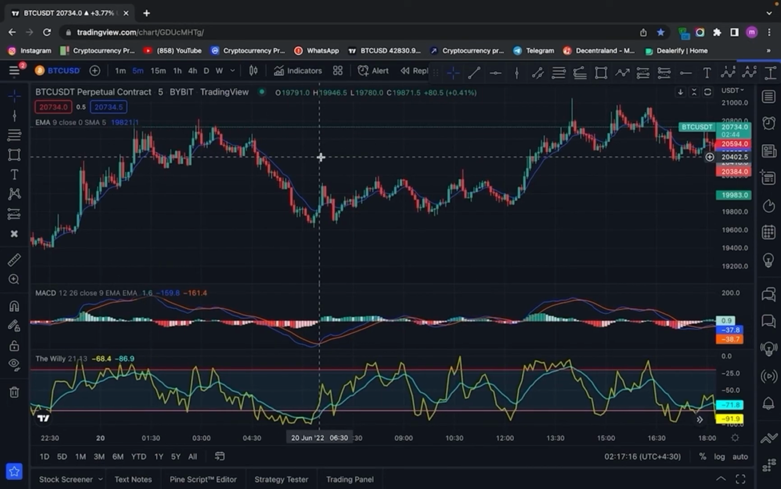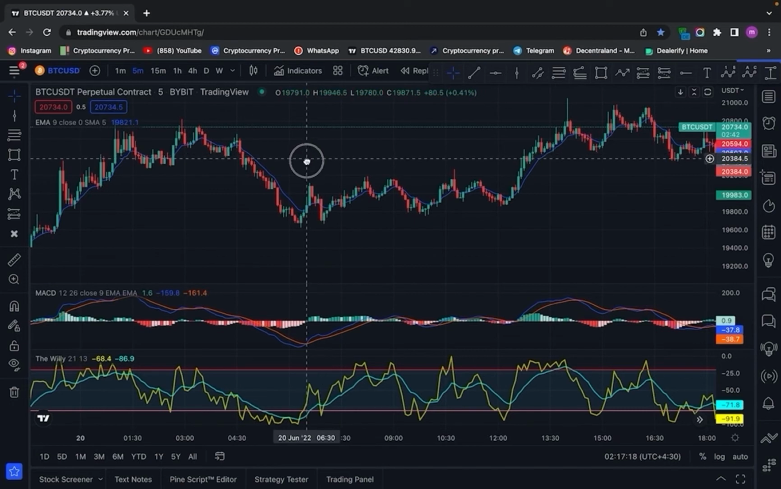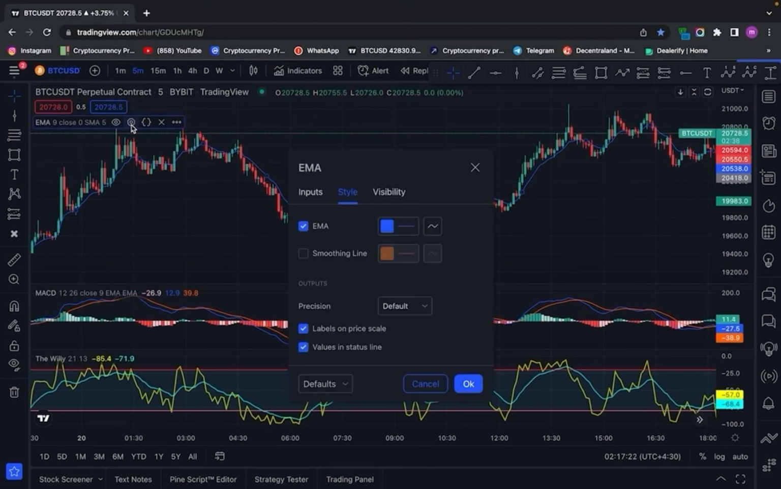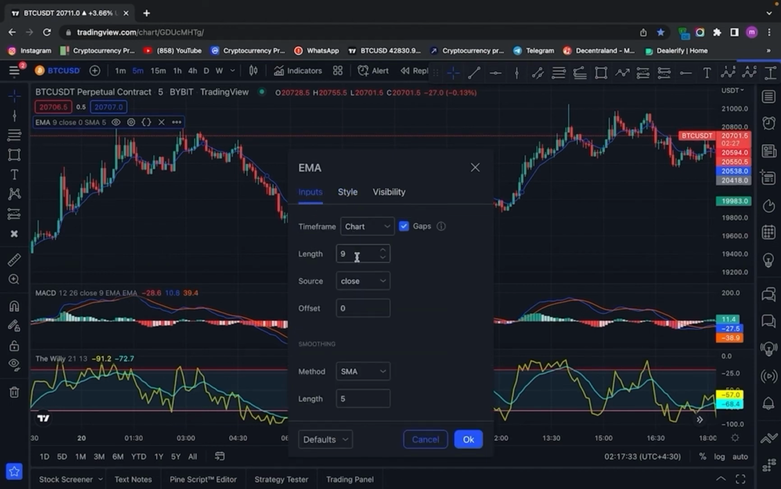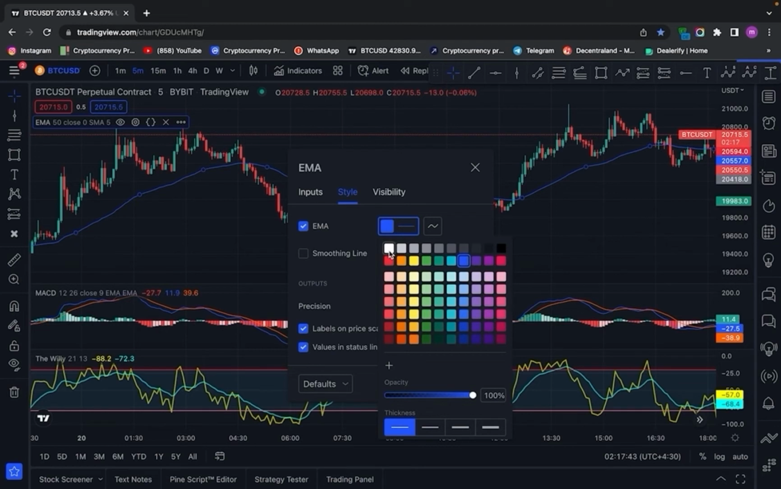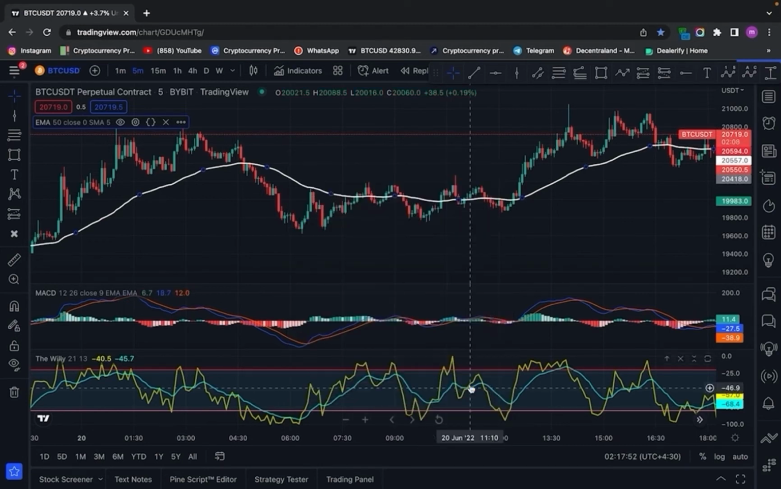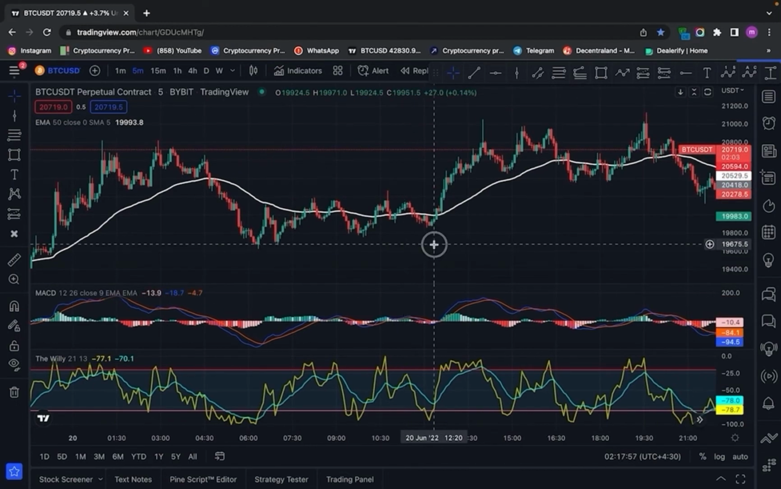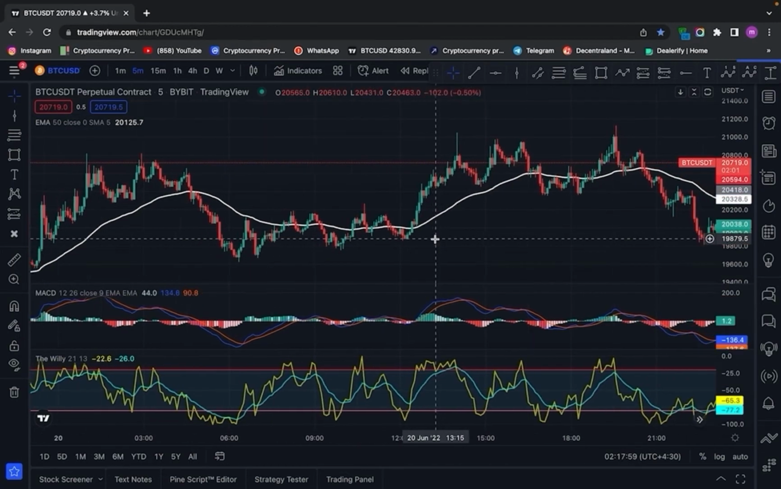After adding this indicator to our chart, we go to its settings and apply some changes. First, we go to the Input section and change the number 9 to 50. And then we go to the Style section and change the indicator color to white and make it a little thicker to see it more clearly. So let's get signals from this indicator and see how much our strategy has gotten better.